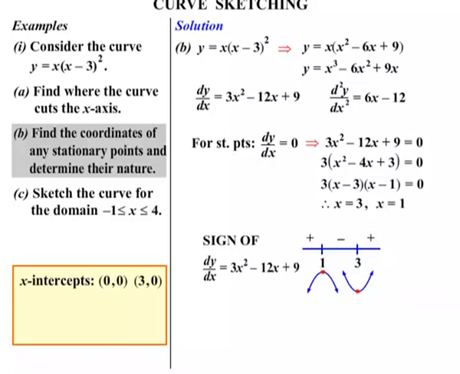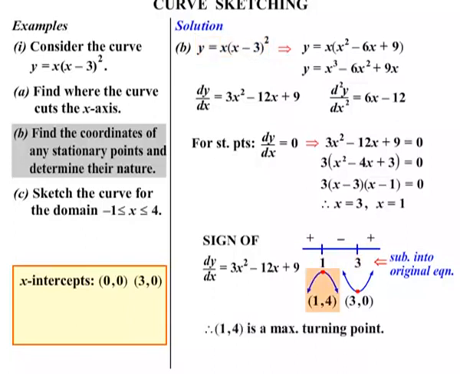Now, to find the actual turning points, we're going to substitute these values of x into the original equation. So when x equals 1, we substitute into the very original equation, and we get that y is 4. So we have the point (1, 4). When x equals 3, again substitute into the original equation, we get that y is 0. So the point is (3, 0). So we can therefore say that (1, 4) is a maximum turning point and (3, 0) is a minimum turning point.